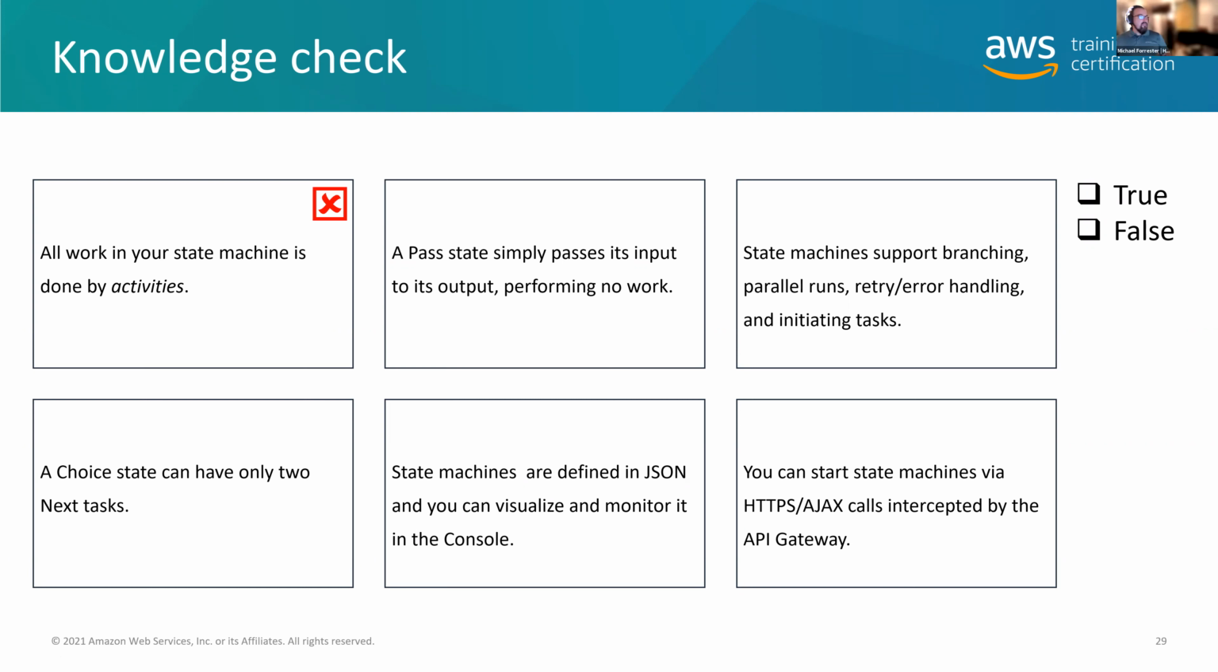A pass state simply passes its input to its output, performing no work. Is that true or false? Did we say that the pass simply goes from input to output? Is that what it does? It's true, actually. Yeah, 100%.